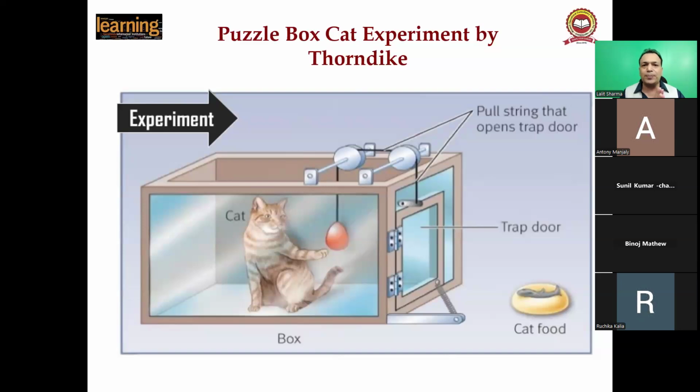So Thorndike was writing down every time how much time the cat took to come out of the cage. Thorndike noticed that, for example, on the eighth or ninth experiment, the moment Thorndike put the cat into the cage, the cat pressed the lever on the spot, immediately, came out of the cage and got the reward.